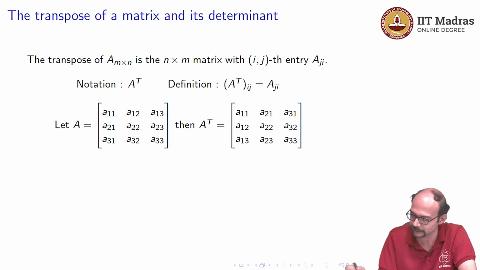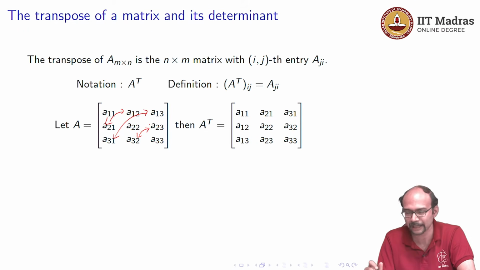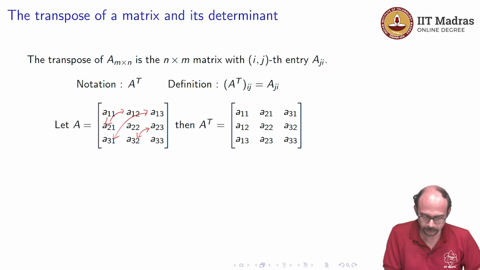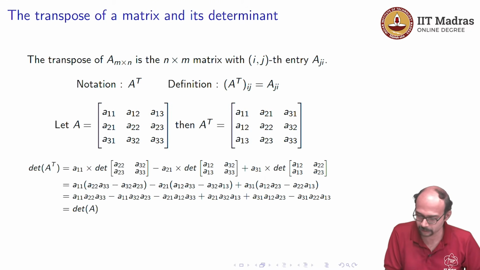So, okay. What happened here? These two entries got interchanged, these two entries got interchanged, these two entries got interchanged. So, the diagonal remains the same. Okay. So, it reflects about the diagonal if you prefer a more geometric way of thinking about it. Okay. So, that is what happens in the transpose. So, what do we want to do now? We want to compute what is the determinant of the transpose.